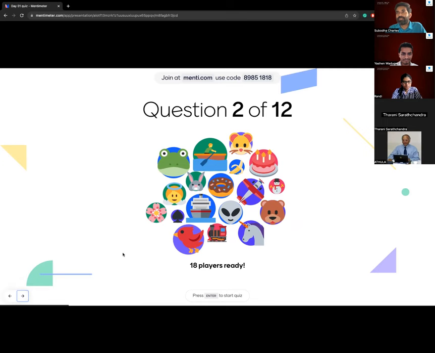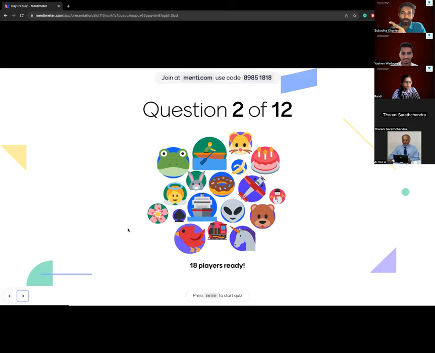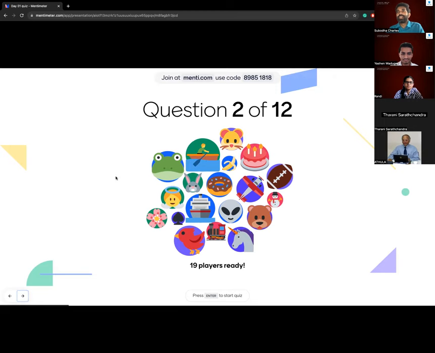We still have the players. By the way, if you drop out of Mentimeter anytime, you can simply follow the same rule. You can see at the top of the screen, join menti.com and use the code. So that's exactly what you need to do. And so don't worry. Well, of course, if you don't answer a question, you will lose marks. But other than that, you can stay connected with the quiz. Let's see what the second question is.